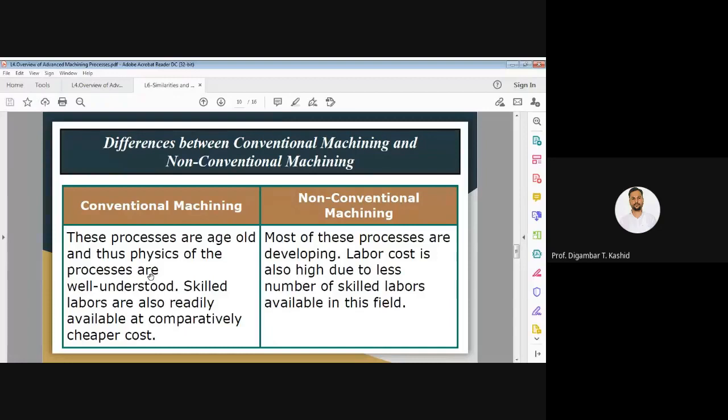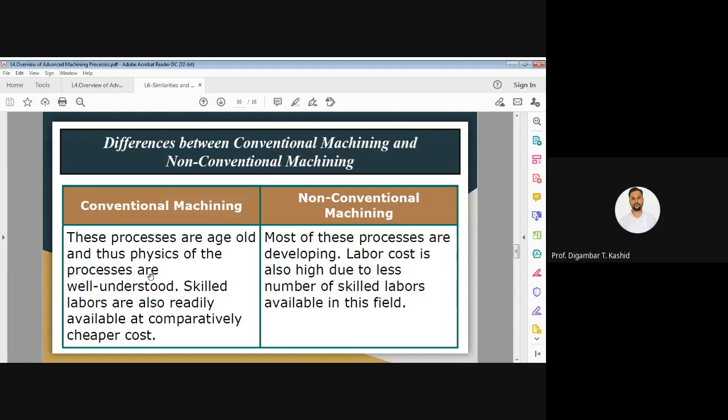Normally these conventional machining processes are age-old processes, and the physics of these processes is well known and well understood by all technically skilled persons. So skilled laborers are easily and readily available in the market, also at cheaper cost. But most of the non-conventional machining processes are still developing, so labor cost is also very high, due to the small number of skilled laborers available in this field.